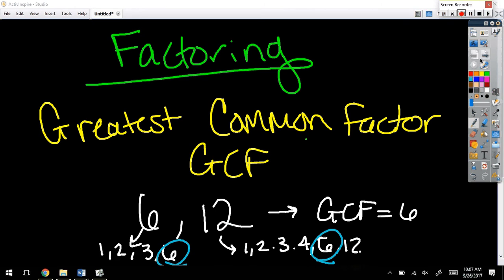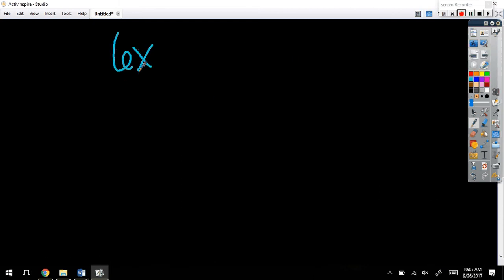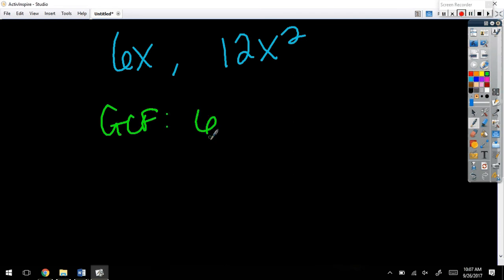What if I change these terms to look like 6x and 12x squared? The coefficient is still the GCF of those two numbers in front, which is still 6. Do we all agree? Yes. But what about the x's? What happens with those x's? They just kind of sit there.